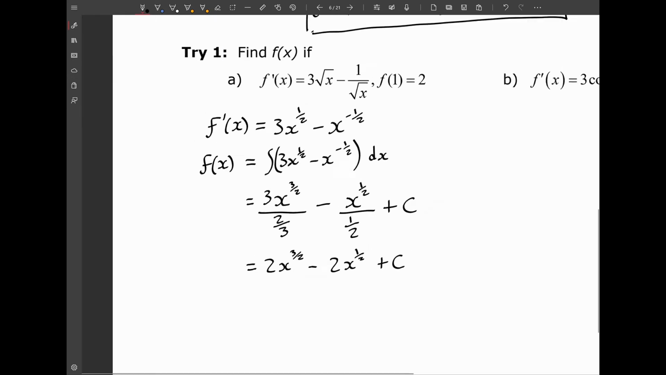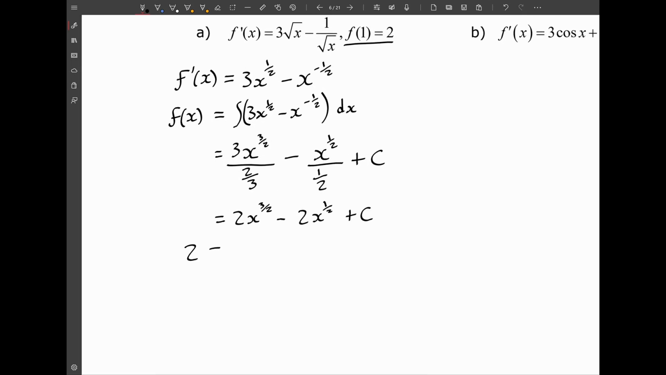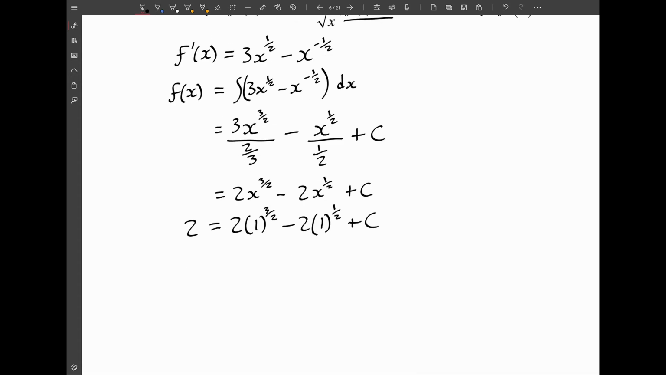Now we take our conditions. So if we look at our conditions, we have f of 1 is equal to 2. So f of x is 2, x is 1. So we get that 2 is equal to 2 times 1 to the 3/2 minus 2 times 1 to the 1/2 plus some value of c. Nice, all of those rational exponents don't really hurt us because it's 1 as the base, which is really convenient for us. 2 is equal to 2 minus 2 plus c. Oh, well, that's just dandy. C is equal to 2.